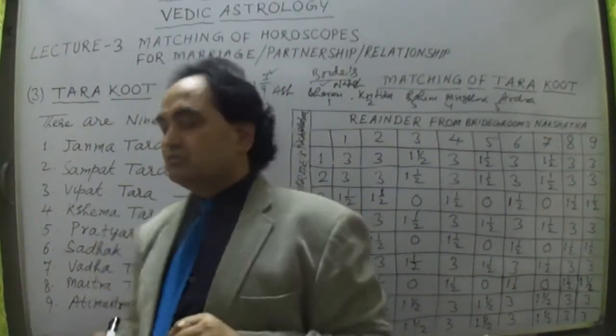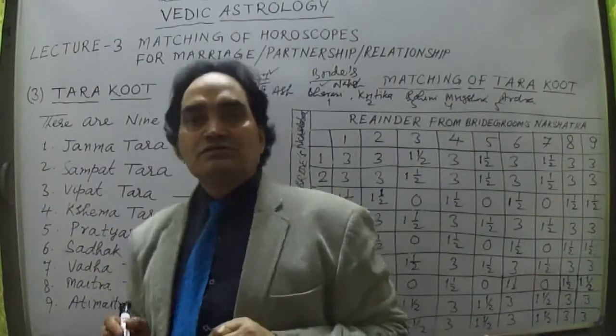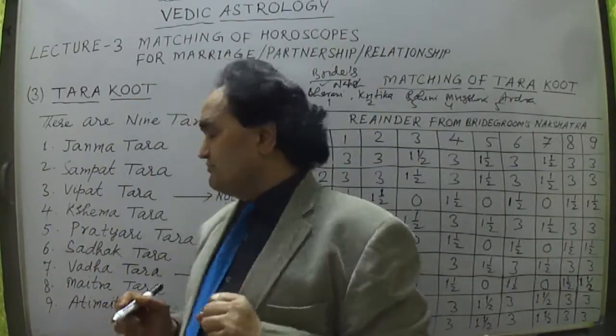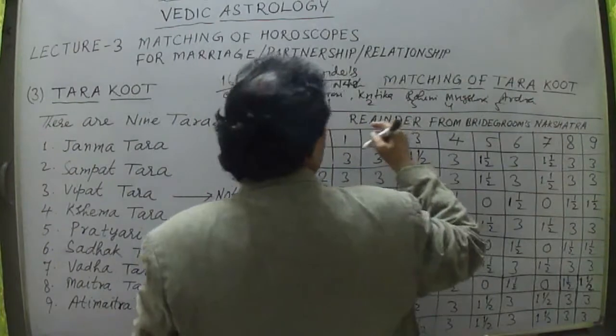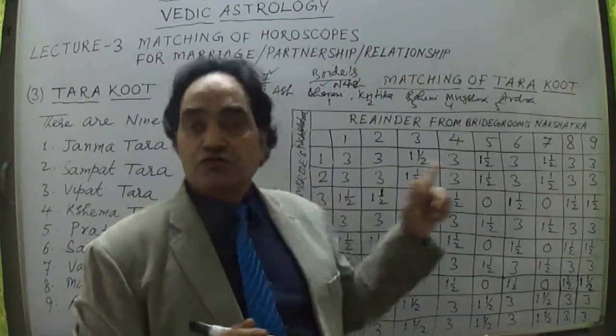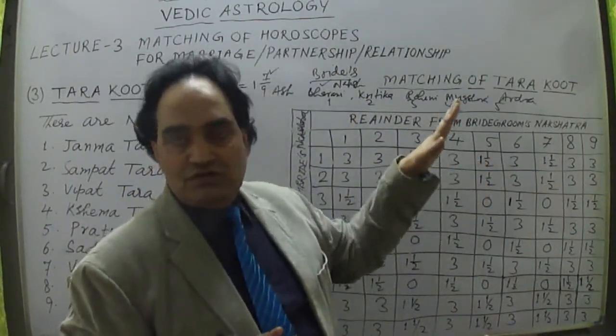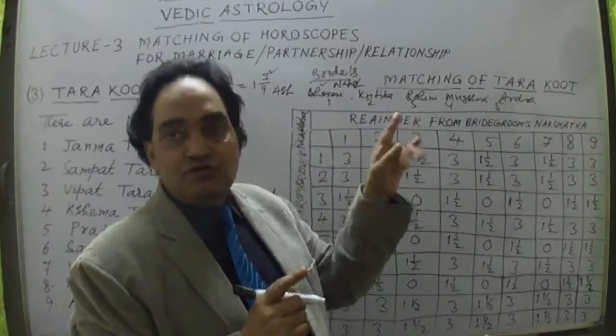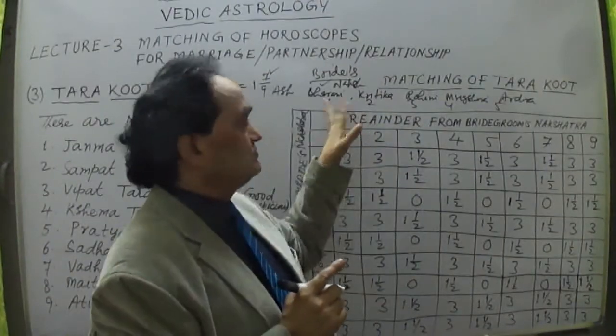So what is the marks given to this? 0 marks. Right? For this, 0 marks is given. This is remainder 7. Now from Anuradha, the bridegroom's nakshatra, and the bride's nakshatra is Bharani.